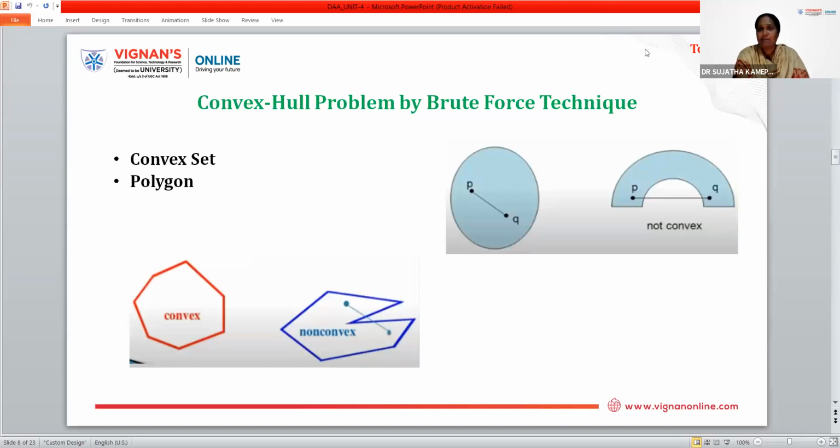So what are the applications of the closest pair problem? It can be used in various applications, such as finding the distance between any two objects. Wherever you want to find the distance between any two objects, you can use the closest pair problem.